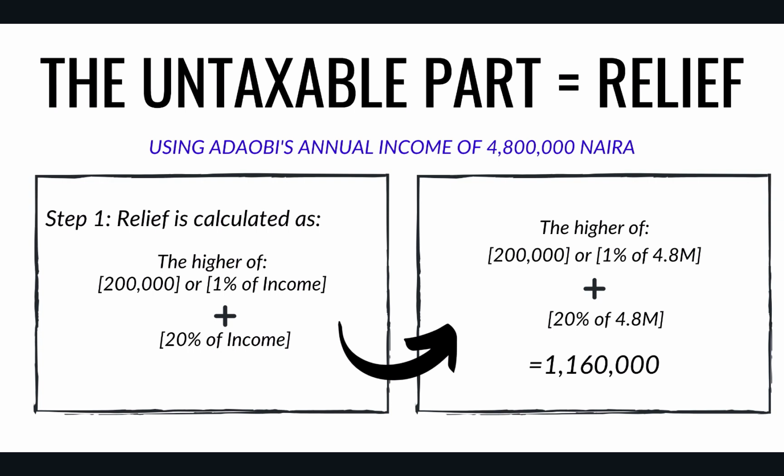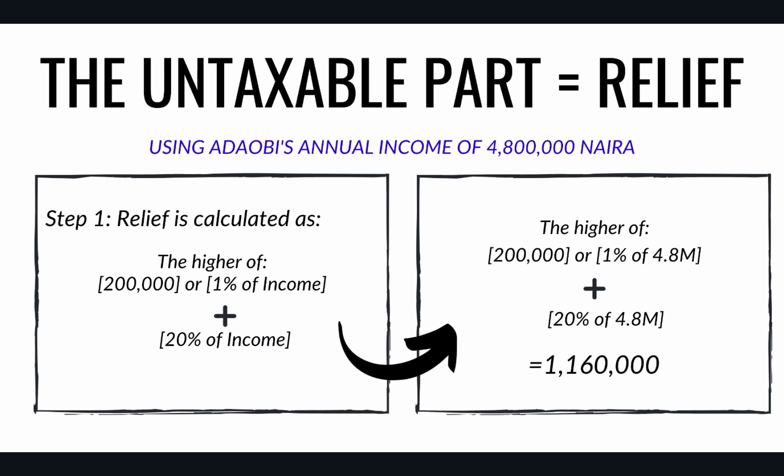To calculate your relief, we're going to use a simple formula, and the formula is in 2 steps. It is the higher of 200,000 naira or 1% of your income, whichever of these two is higher. Add 20% of your income to whichever of these two is higher. I'm sure that formula is clear. So compare 200,000 naira to 1% of your income. Whichever one is higher, add 20% of your income to the higher one.